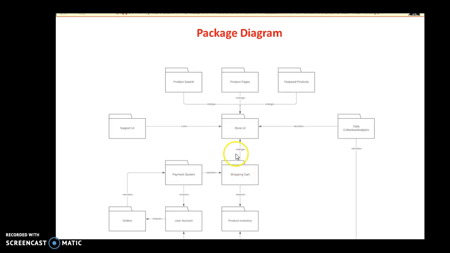Then again, whenever the user selects the product, the shopping cart should be executed there. Then the product inventory. When the product is available, then only will it be added to the shopping cart, or shown to the user. Then there is a payment system and user. If the user is already a registered user, then the payment system will access the user account package for identifying whether the user is registered or is a new user. And orders. The orders will also access the payment system.